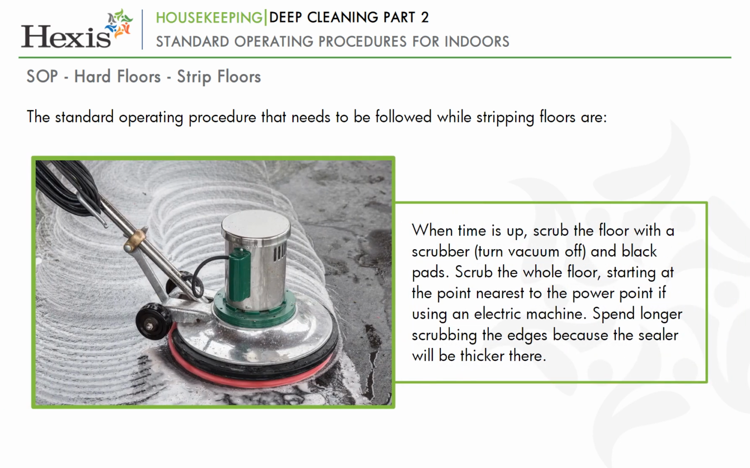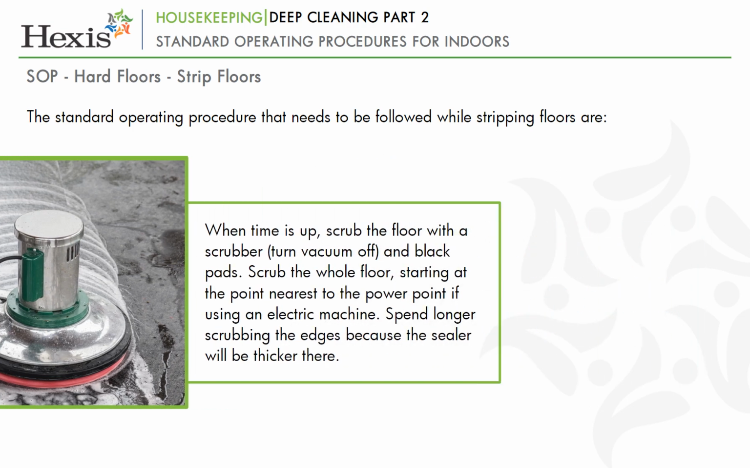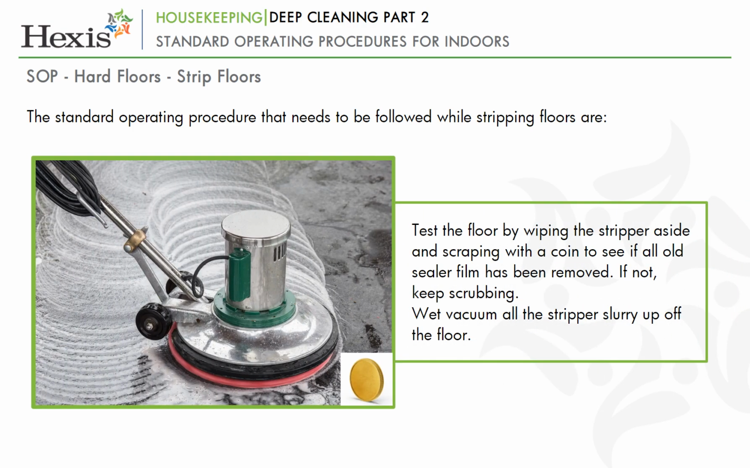When time is up, scrub the floor with a scrubber, turn vacuum off and black pads. Scrub the whole floor, starting at the point nearest to the power point if using an electric machine. Spend longer scrubbing the edges because the sealer will be thicker there. Test the floor by wiping the stripper aside and scraping with a coin to see if all old sealer film has been removed. If not, keep scrubbing.